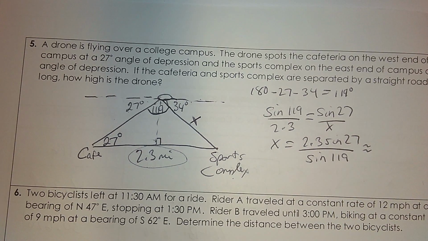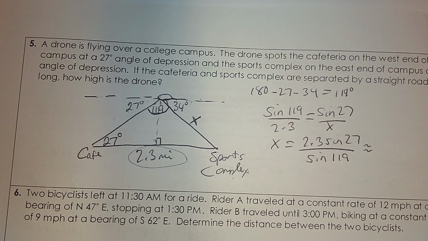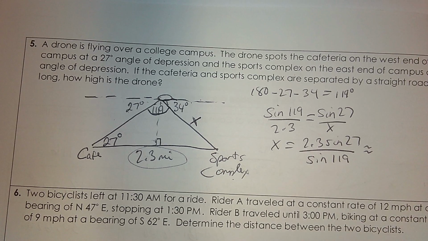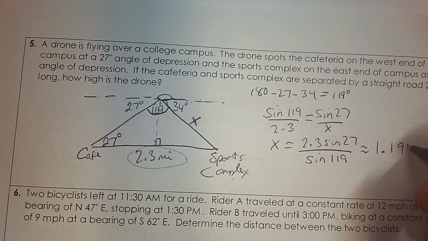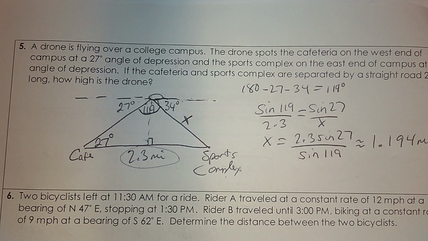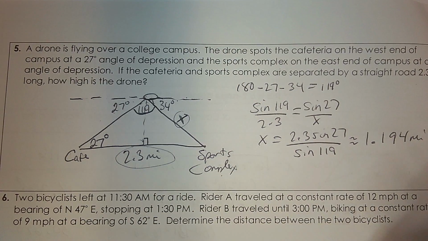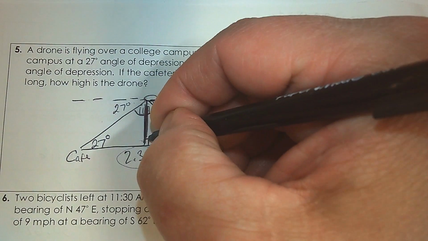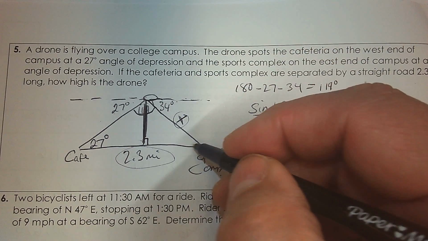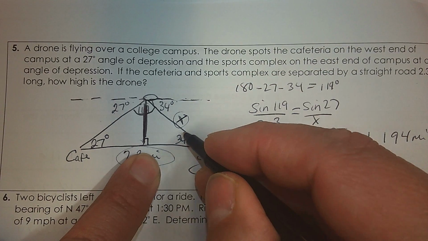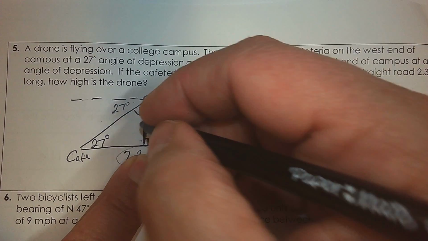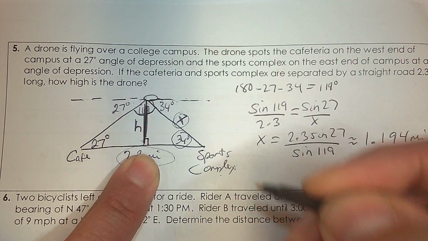So let me do that. And I get 1.194 miles. Now that I know this, now I can solve what I'm looking for. So now I'm going to fill this in and see there's a right triangle on the right side. And for this right triangle, again I'm going to do the Z pattern. I know this angle in here for the right triangle on the right side is 34 degrees. I know the hypotenuse, and what I'm solving for, I'm going to call it H, is that height right there.